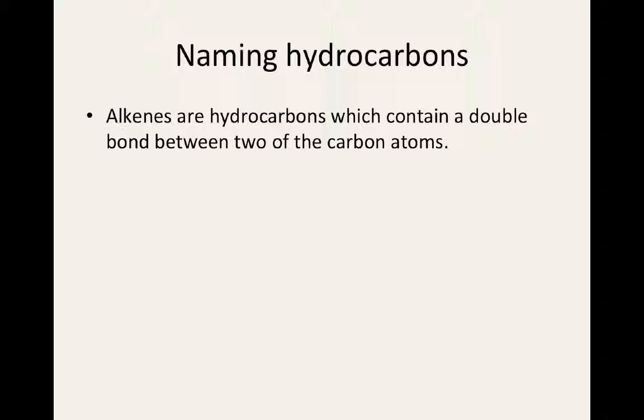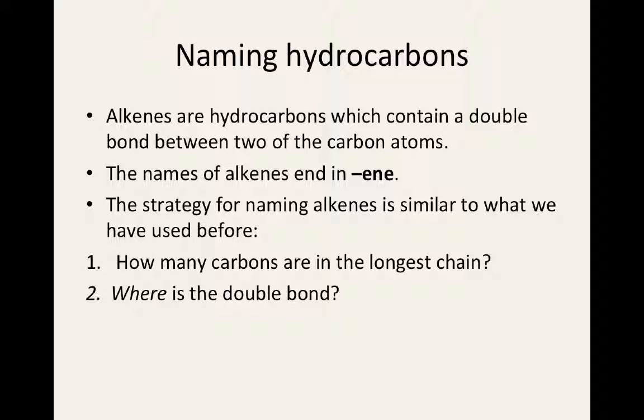Alkenes are hydrocarbons which contain a double carbon-carbon bond. The names of alkenes end in ene, E-N-E. Alkenes are named in a similar way to the compounds we've come across before. The number of carbon atoms in the longest chain forms the basis of the name. Then, the position of the double bond must be specified.